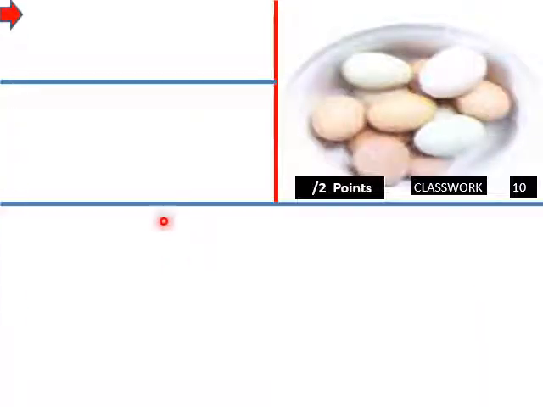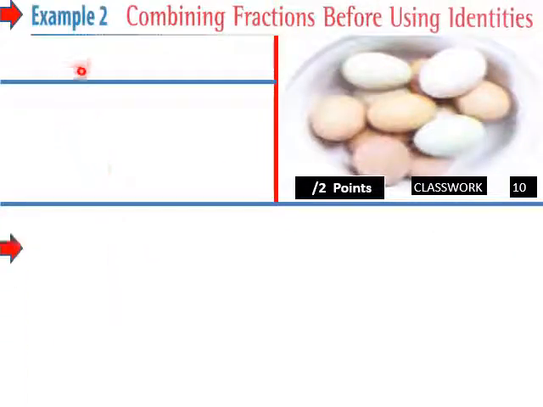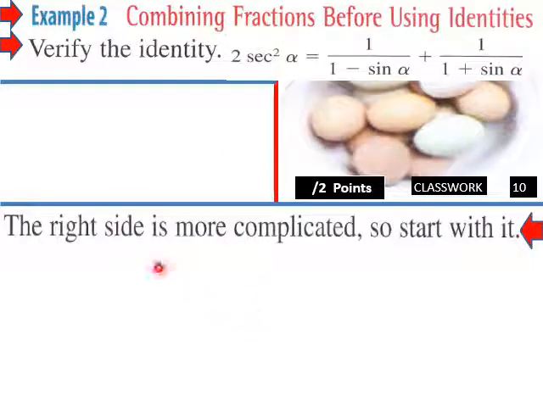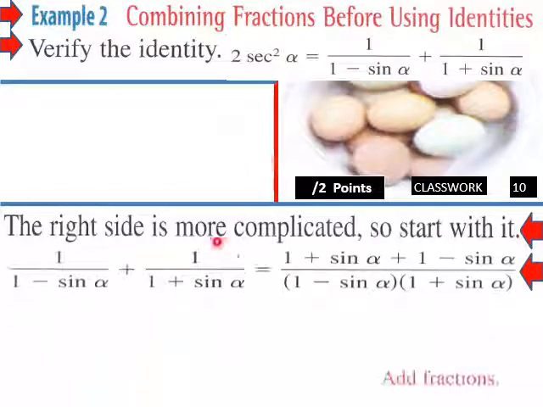Let's try another example here. We have combining fractions before using identities. To verify this identity, 2 secant squared alpha equals 1 over 1 minus sine alpha plus 1 over 1 plus sine alpha. The right side is more complicated, so we'll start with it.